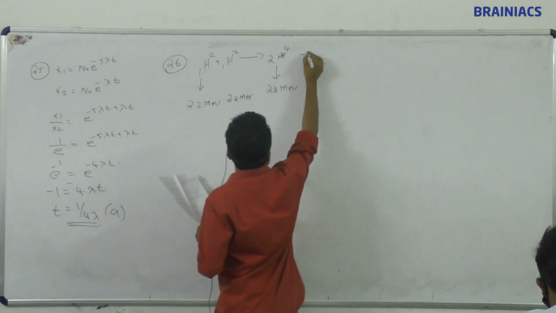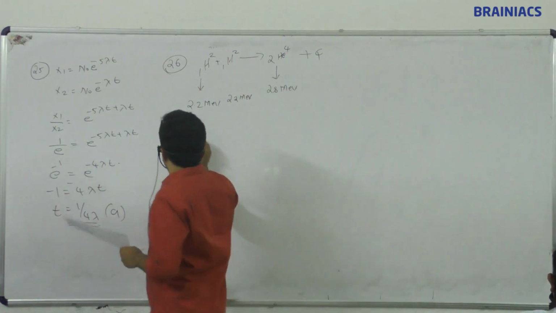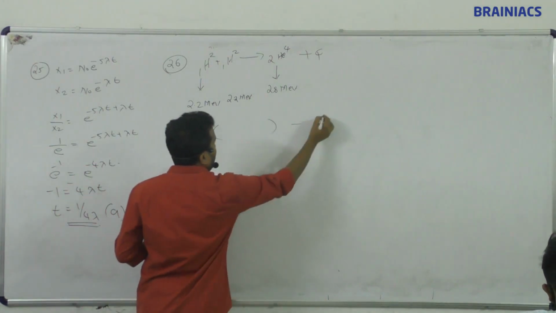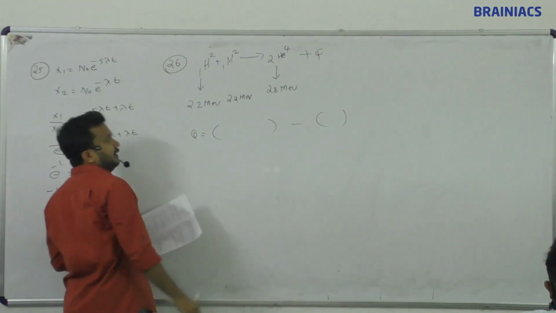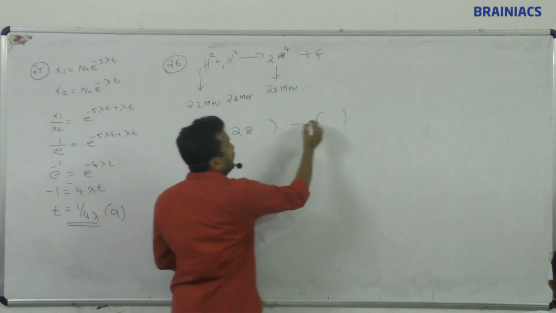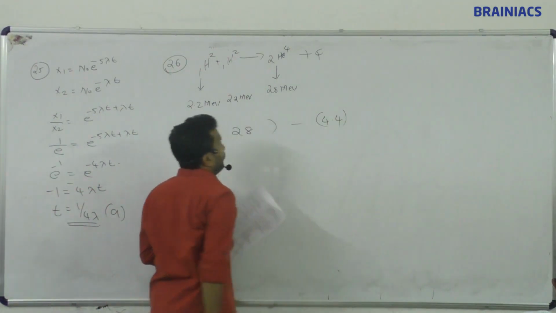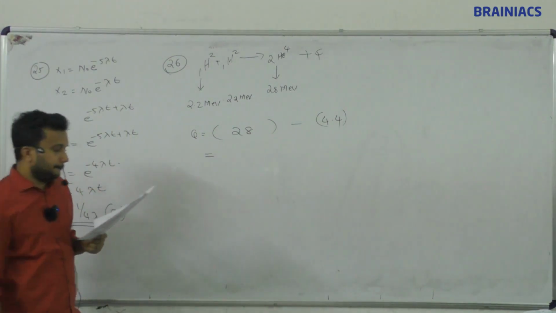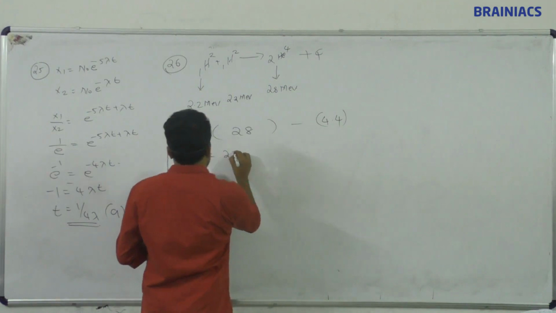Due to the fusion, some energy is released, which is called Q, and that energy will be equal to the energy of daughter nuclei minus the energy of parent. So daughter nuclei is 28. Parent nuclei is 2.2 plus 2.2, 4.4. So 28 minus 4.4 is 23.6.